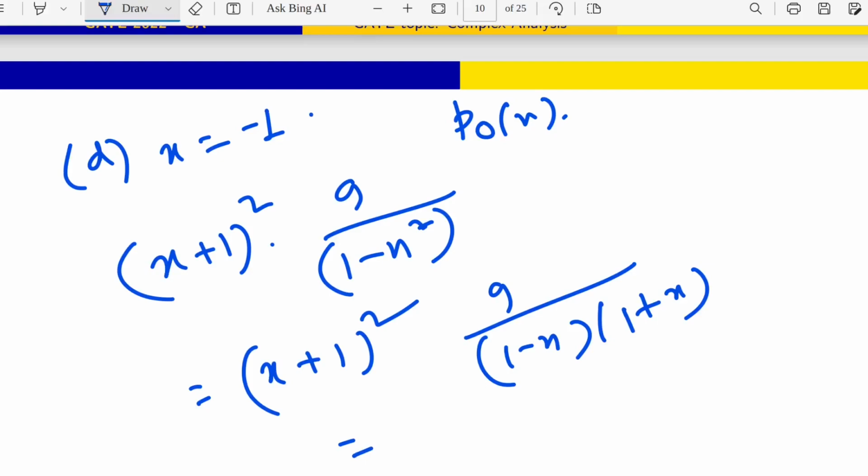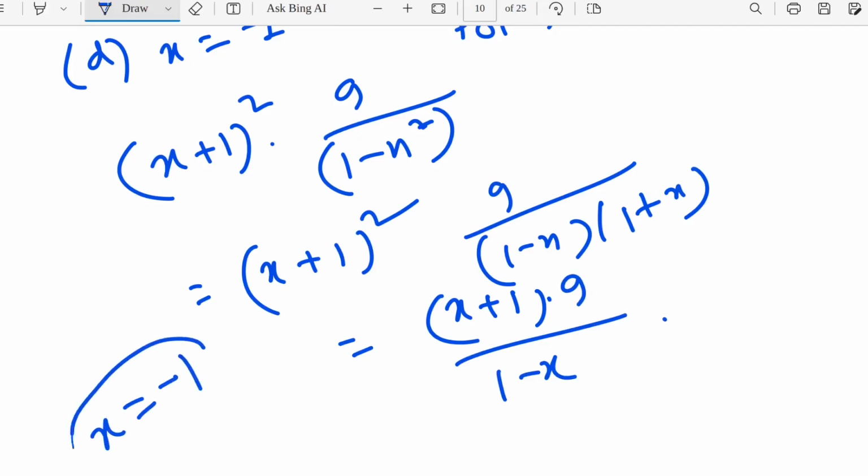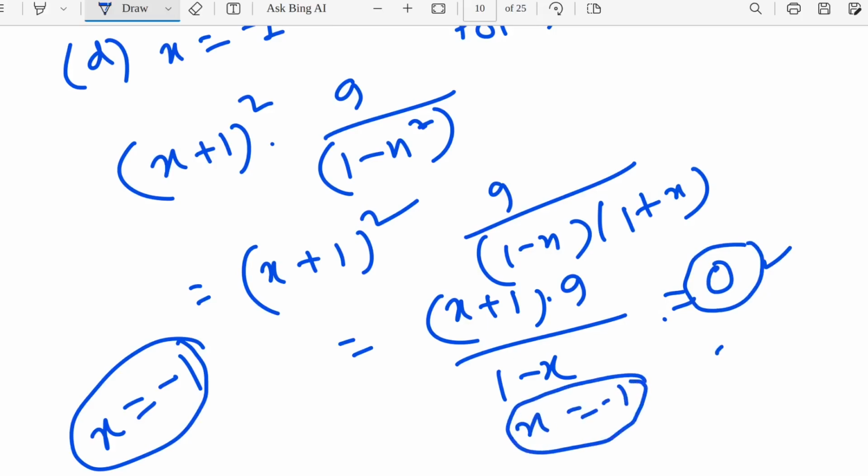You can see 1 plus x will cancel out, then 1 plus x into 9 divided by 1 minus x. And we are talking about these things at x equals minus 1. So if I put x equals minus 1, then what will be the value? The value will be 0, which is again a finite value. That means at x equals minus 1, P0 has a pole of order 2.